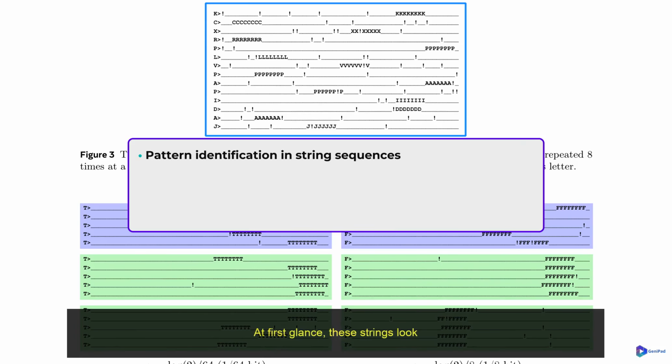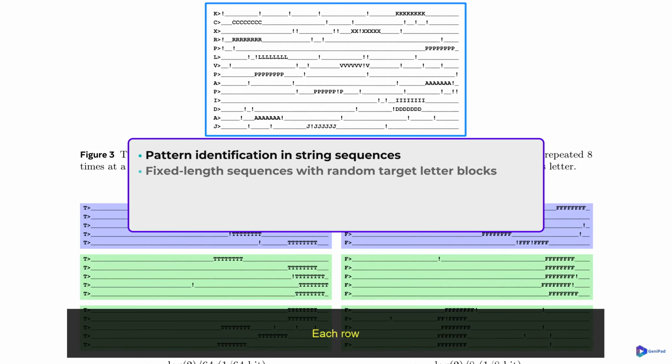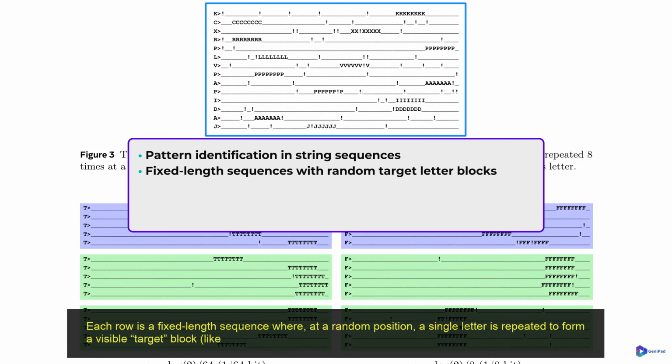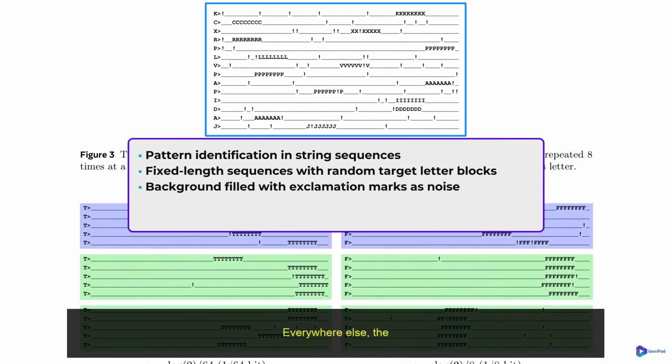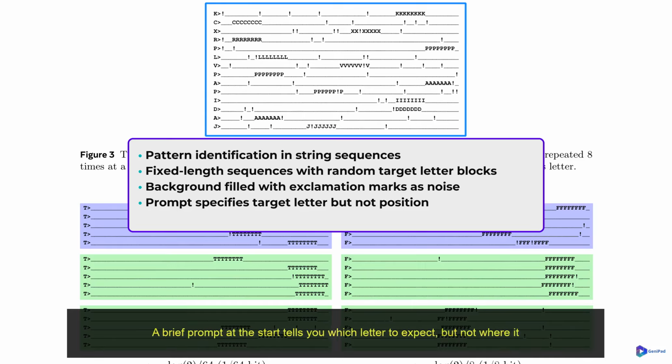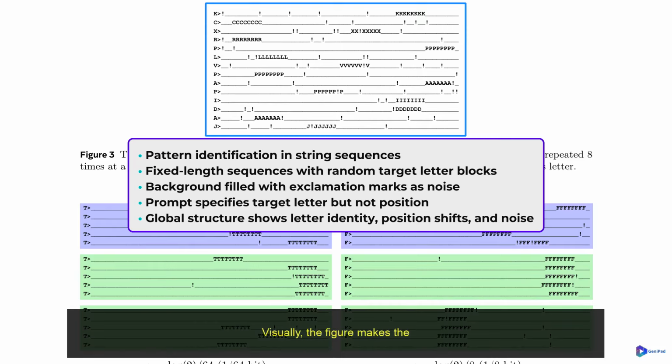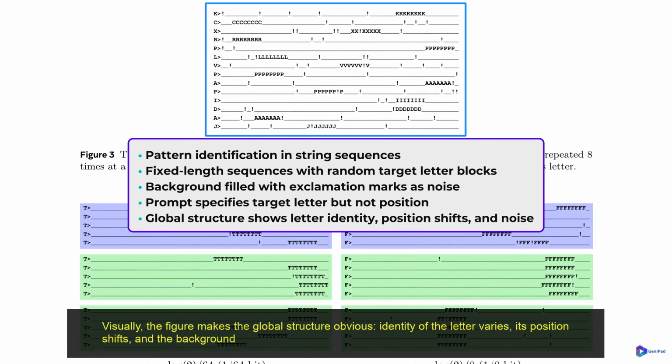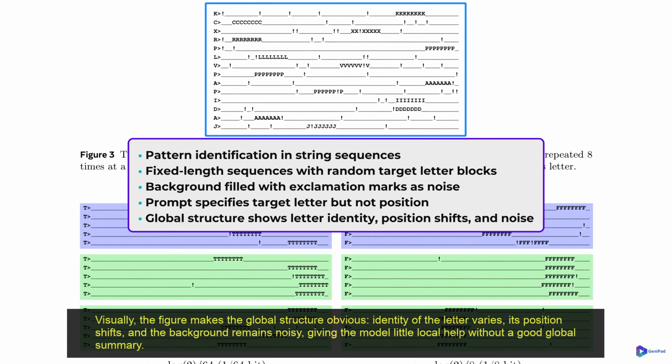At first glance, these strings look like a jumble of letters and exclamation marks. So what's the pattern? Each row is a fixed-length sequence where, at a random position, a single letter is repeated to form a visible target block like KKKK or CCCC. Everywhere else, the sequence is filled with exclamation marks as pure noise. A brief prompt at the start tells you which letter to expect, but not where it will appear. Visually, the figure makes the global structure obvious. Identity of the letter varies, its position shifts, and the background remains noisy, giving the model little local help without a good global summary.